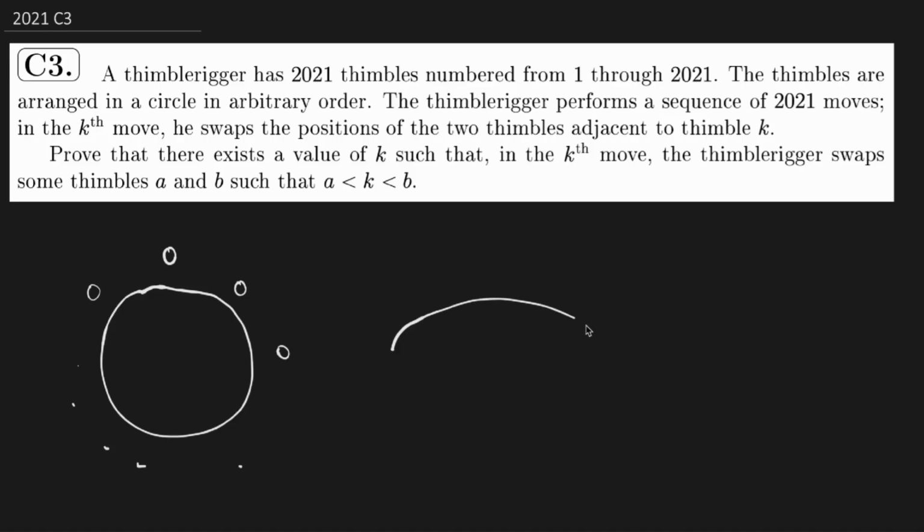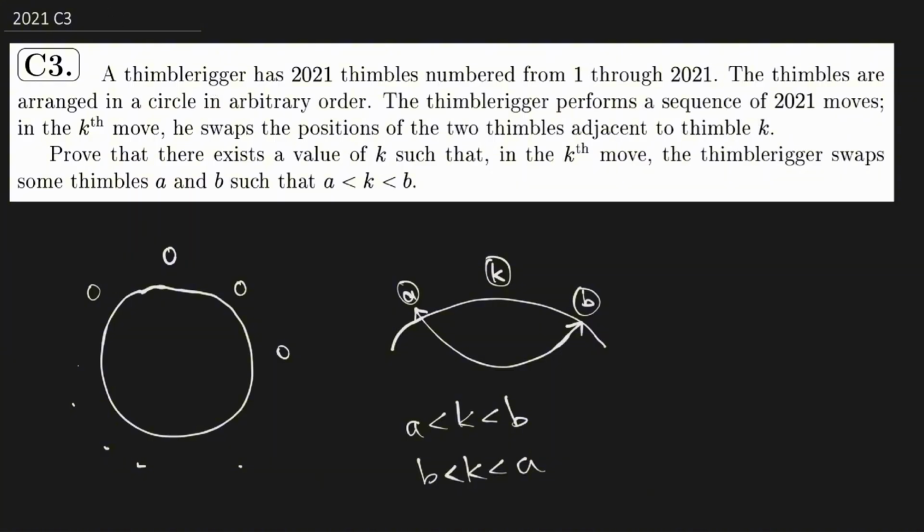So if we zoom in, and let's say this is K, and the two adjacent ones are A and B. So the Thimblerigger on the kth move swaps the position of these two thimbles right here. And we want to show that at some point in the kth move, the swapping happens so that K is in between A and B, value-wise. So A is less than K less than B. Or B is less than K less than A also works because we can just swap them.